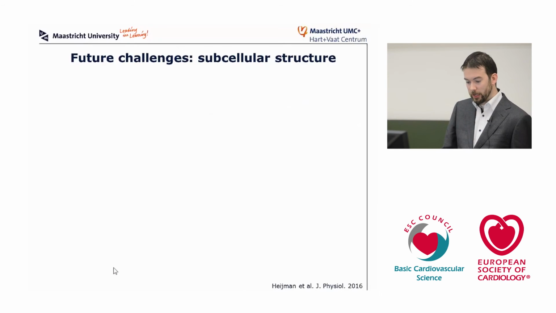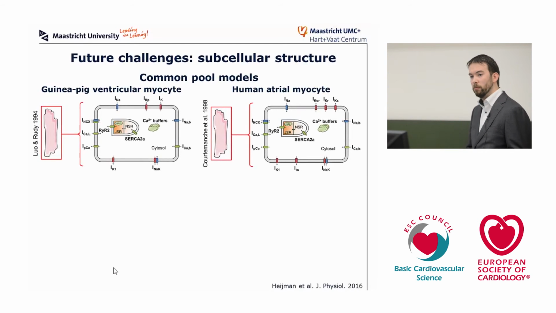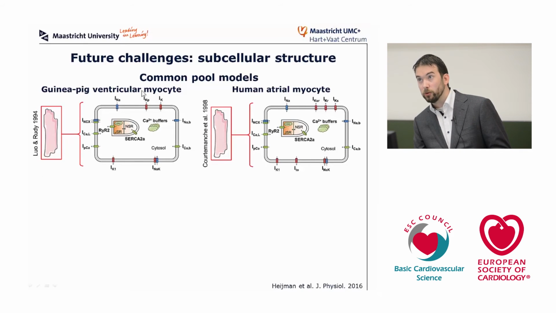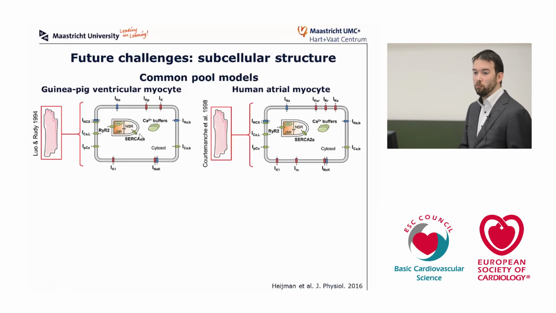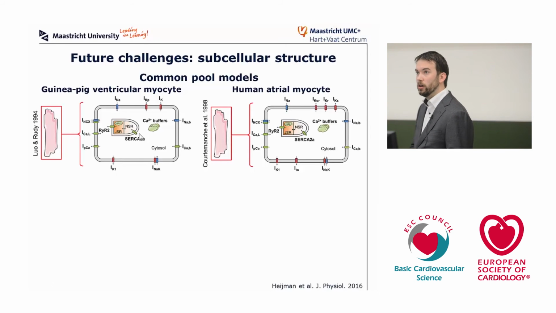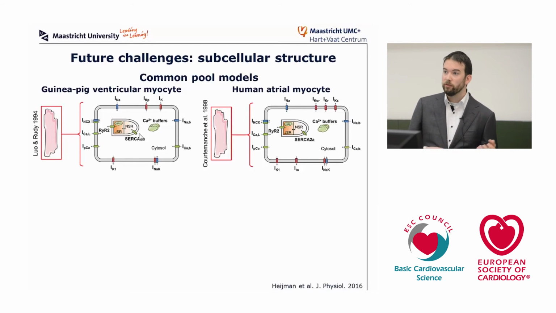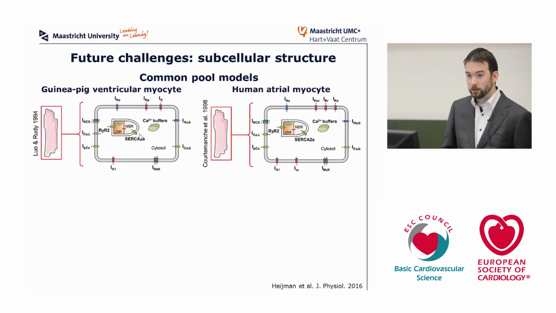Just to show you this, I will give you an example of the structures of some models. Here you again have the Luo and Rudy model that I told you was the basis for a lot of the models. And we have a human atrial cardiomyocyte model published by Courtemanche in 1998. And although you might identify some subtle differences between the pictures linked to the left and right, you can see that the overall model structure is very similar, despite the fact that we know that there are very important structural differences between ventricular and atrial cardiomyocytes.